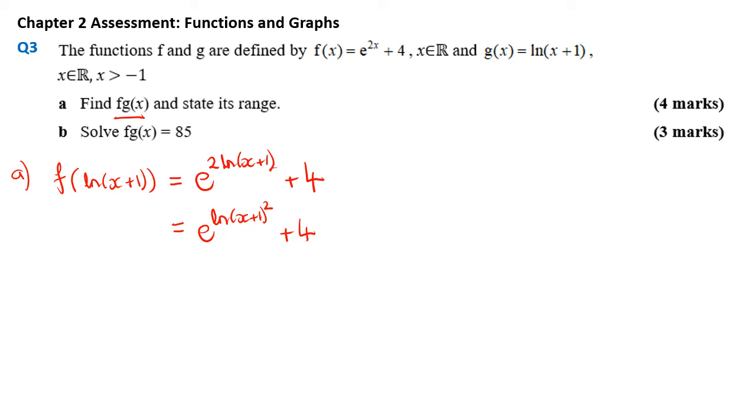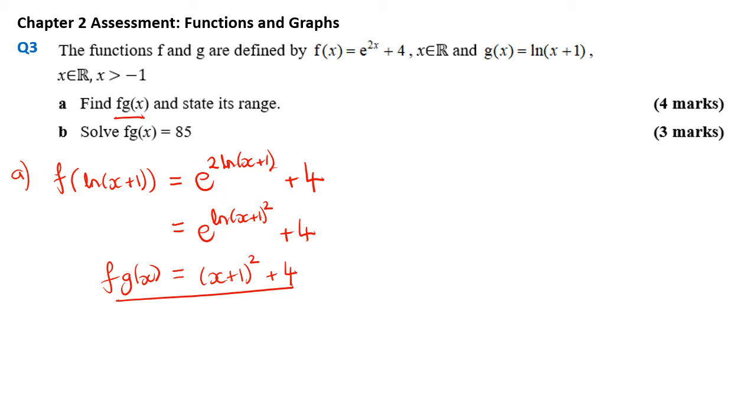So another thing that we need from our log laws is that e and ln are inverse functions. So if I've taken the ln of (x plus 1) squared and then I raise it to the power e, they basically cancel each other out, like squaring and square rooting. So that brings me back to (x plus 1) squared plus 4. Okay, so this is fg of x in a simplified form. I need to state its range.